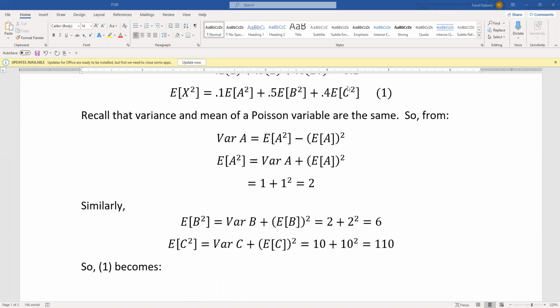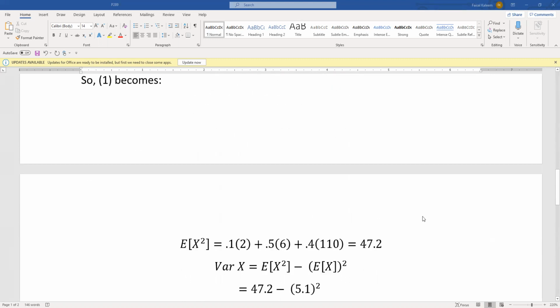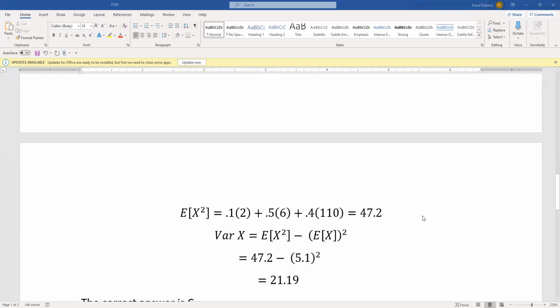Therefore, this equation 1, from where we will get E of X squared, now becomes 0.1 times 2 plus 0.5 times 6 plus 0.4 times 110. And that comes out to be 47.2.